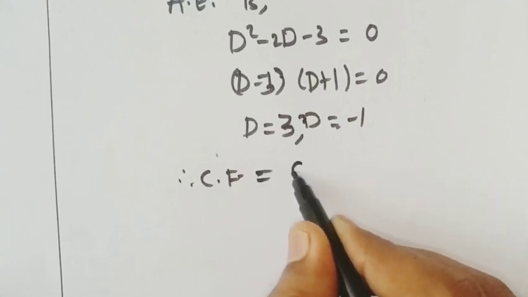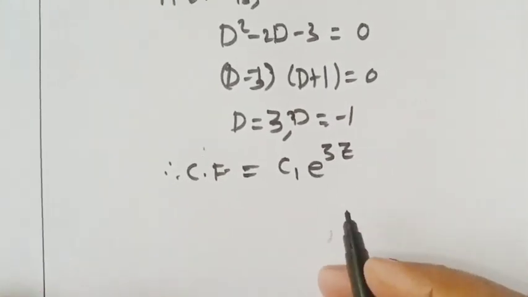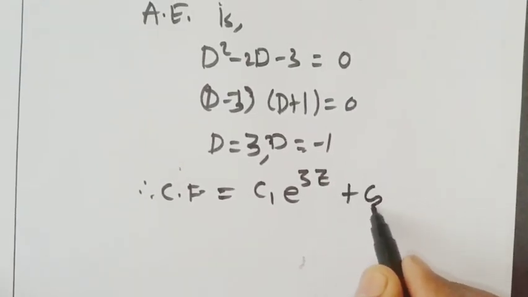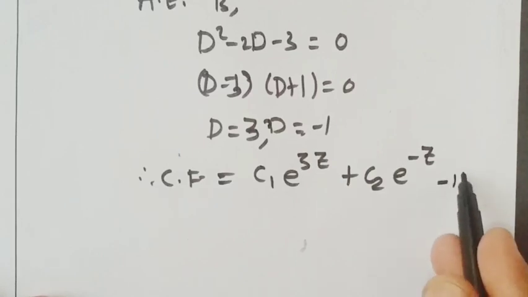For real roots we have C1 e raised to 3z. This is the differential equation in terms of z. Therefore, C1 e^(3z) plus C2 e raised to minus z. Okay, this will be the CF. Give this equation number 2.